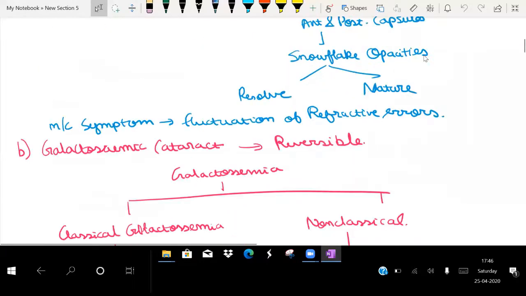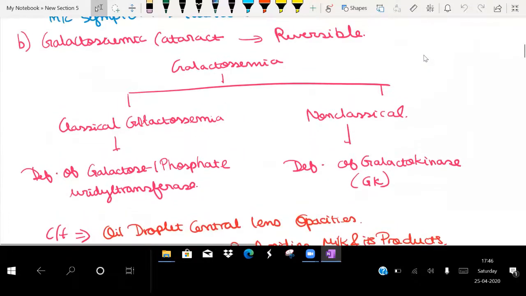The next type of cataract is the galactosemic cataract. We are all fairly familiar with galactosemia. We learned it in the biochemistry part. In galactosemic cataract, the most important feature is that it is a reversible cataract.